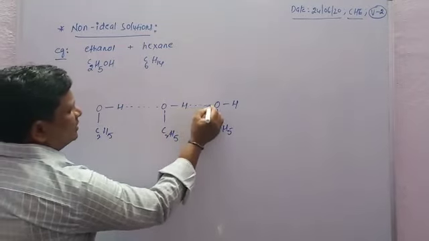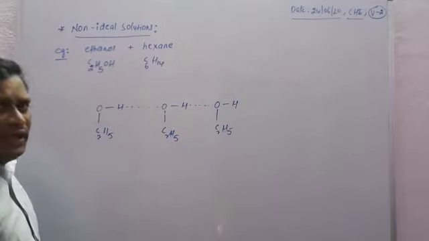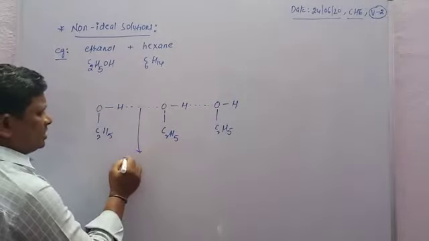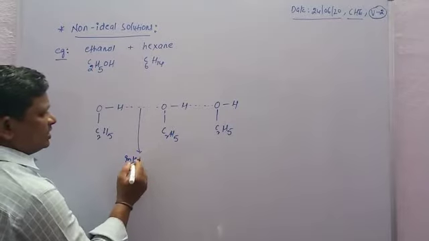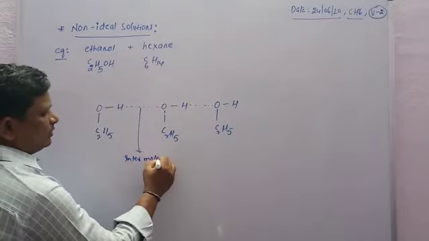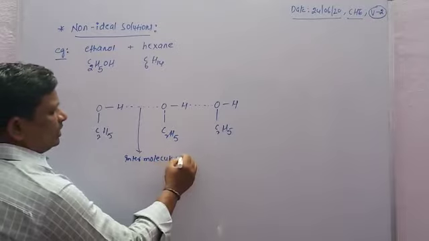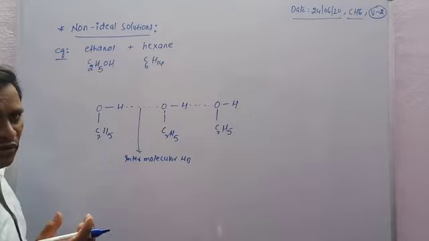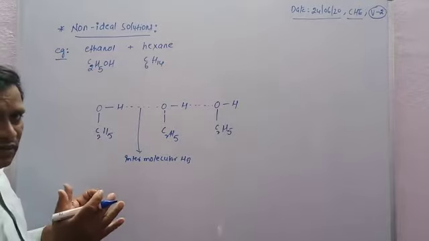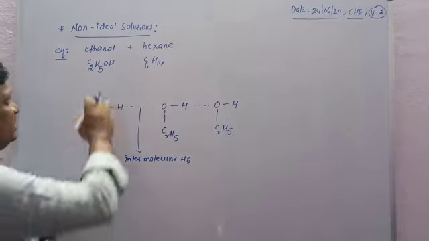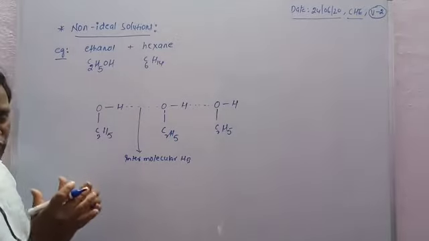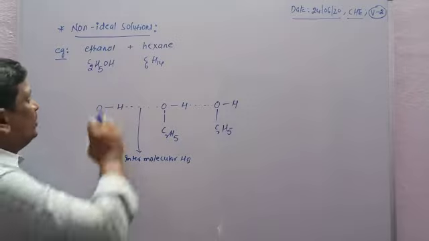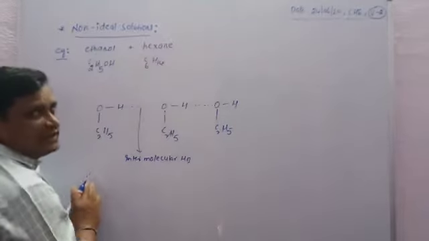So this hydrogen bond is the intermolecular hydrogen bonding. Due to intermolecular hydrogen bonding, the same type of molecules, that is ethyl alcohol molecules, are strongly held in the individual state. Now ethanol combines with hexane.